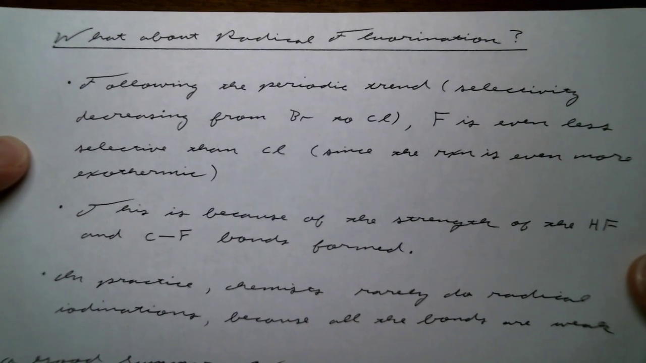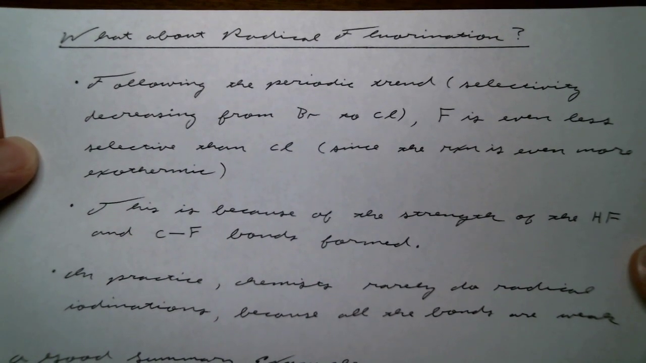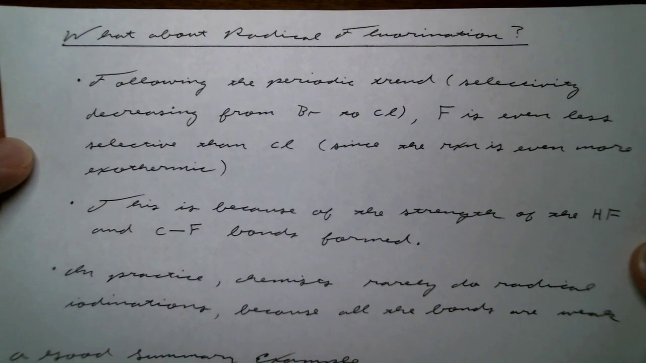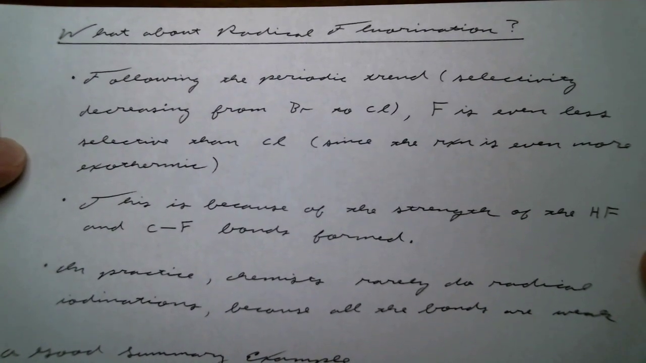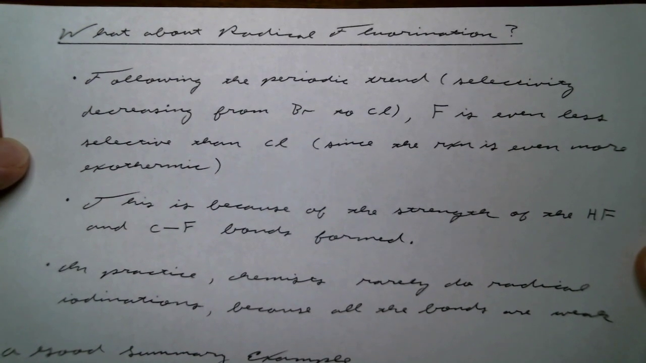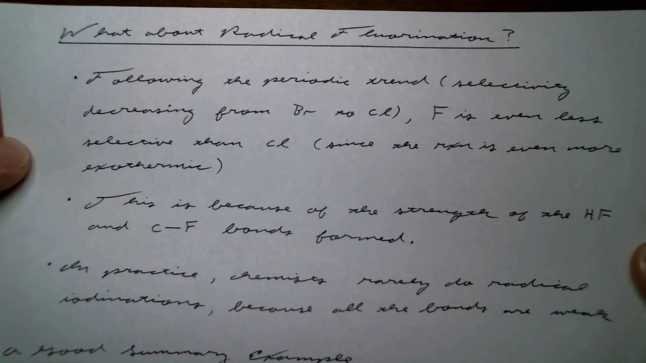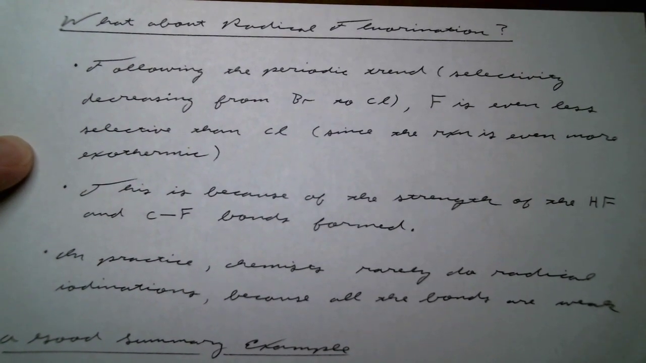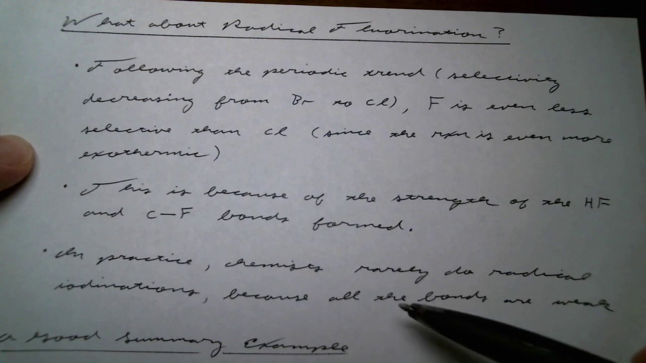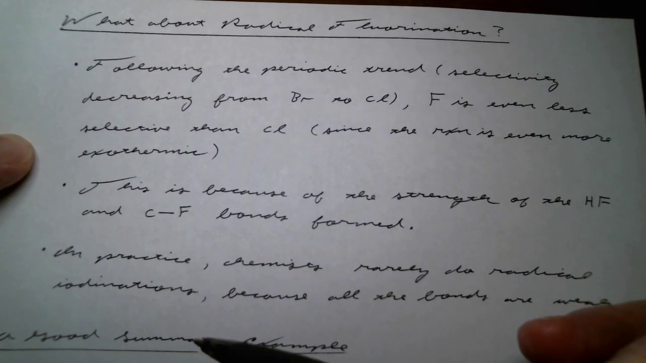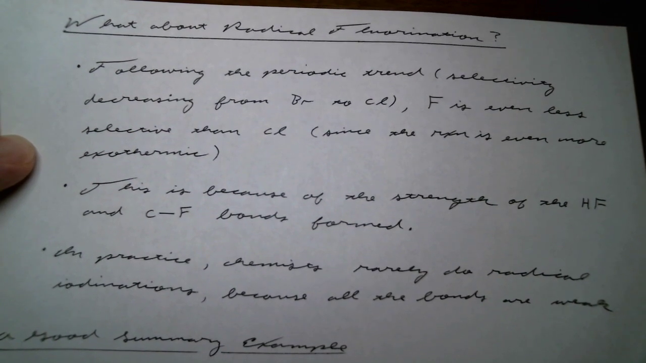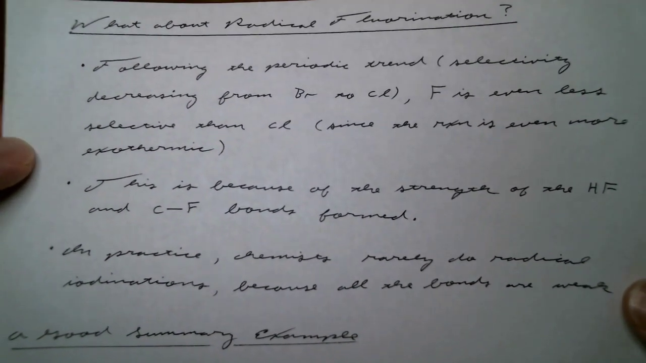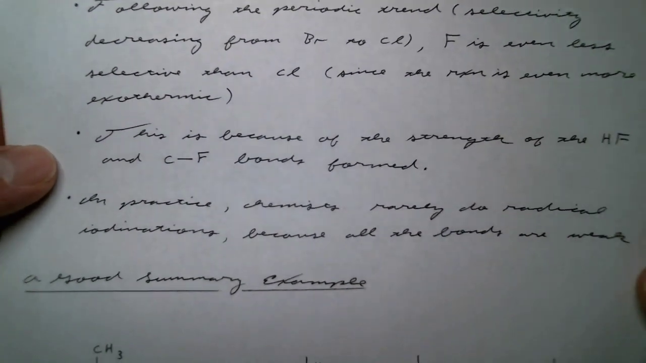Okay, so what about radical fluorination? Following the periodic trend, selectivity decreasing from bromine to chlorine, fluorine is even less selective than chlorine since the reaction is even more exothermic, and this is because of the strength of the hydrofluoric acid bond and the carbon-fluorine bonds that are formed. In practice, chemists rarely do radical fluorinations unless they are fluorinating the entire molecule. Also, in practice, chemists rarely do radical iodinations because all the bonds are weak, and we saw, at least in the radical iodination of methane, a completely endothermic change in the enthalpy for the reaction.